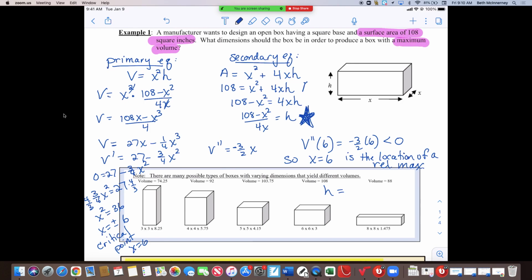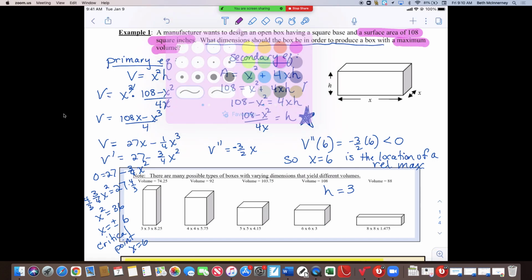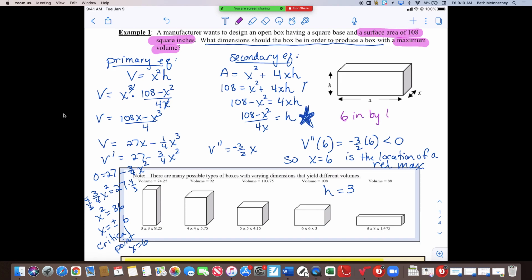Then what we're going to do is we're going to reread the problem. So I'm getting h is 3, and the problem said, what dimensions should the box be in order to produce a box with maximum volume? So this would be x by x by h. So we're going to say 6 inches by 6 inches by 3 inches. And there's all your supporting work.